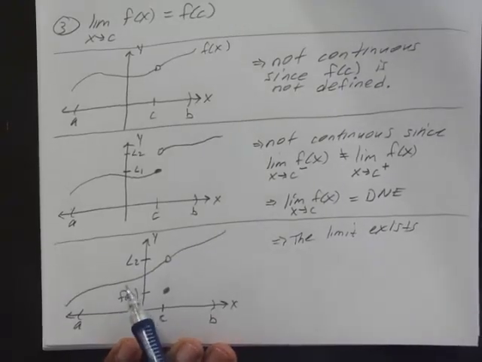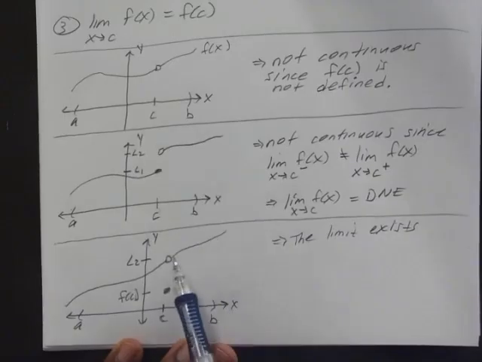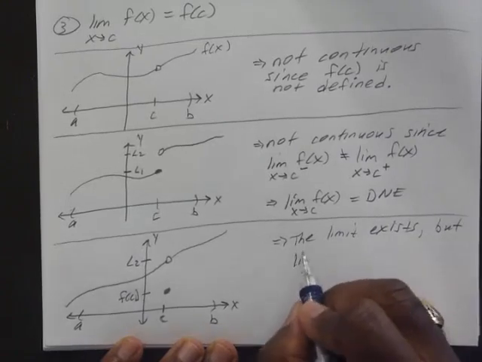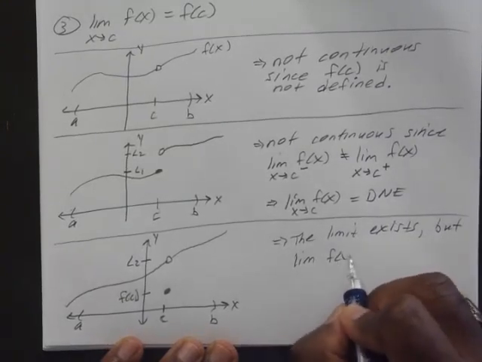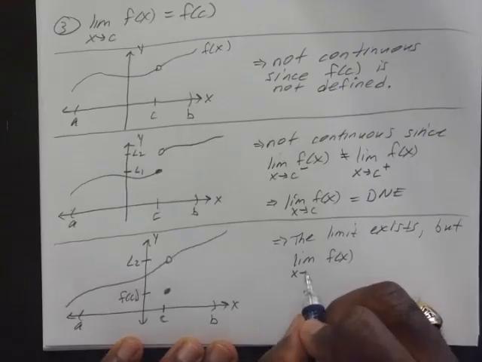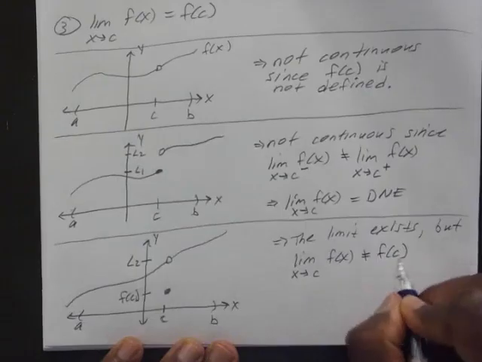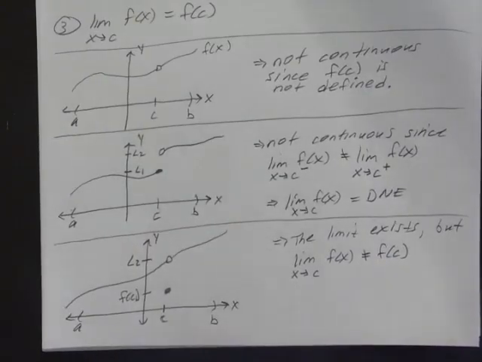Because the limit as you approach c from the left is the same as the limit as you approach c from the right. So the limit exists, but we can see that the limit of f of x as x approaches c does not equal f of c. Okay. So if you plug in c, you'll get whatever value this is. But it's not equal to the limit as you approach it from the left and from the right.